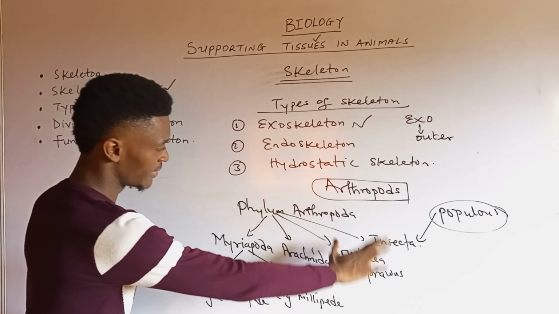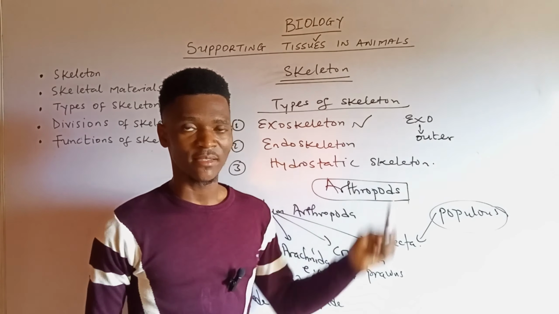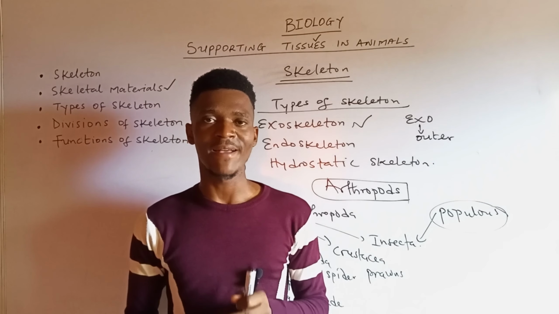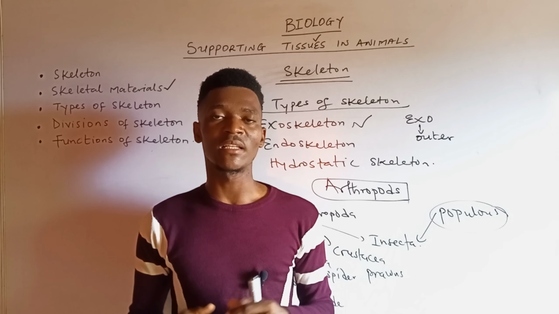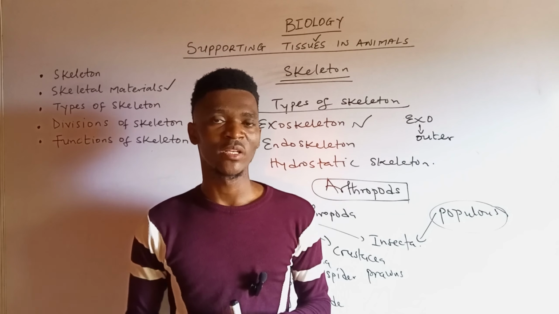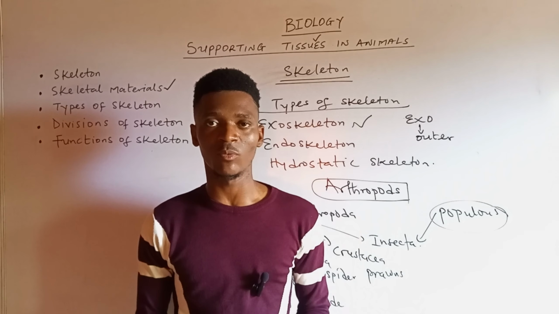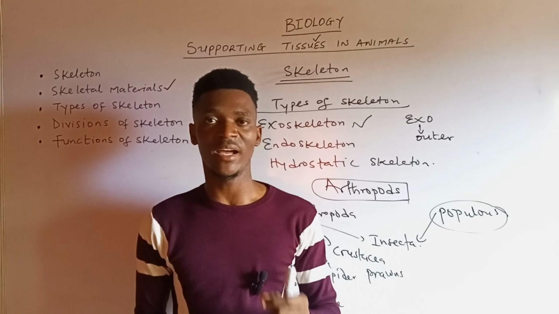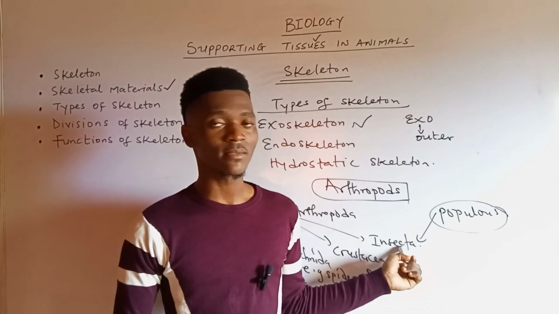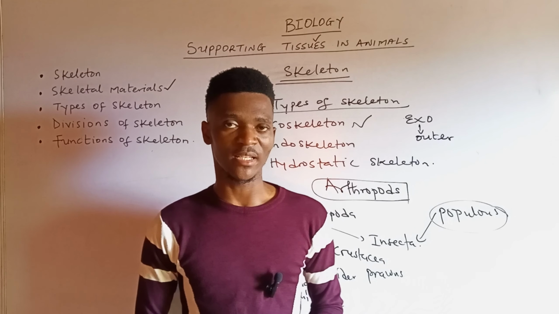So all the organisms here, they possess what? Exoskeleton. And mind you, when I was talking on the chitin as a skeletal material, I said that it is the main skeletal material in the exoskeleton of arthropods. That's even the reason why you discover that when a cockroach falls in water, its feather does not get wet. Why? Because there is the presence of chitin in its exoskeleton. Remember, cockroach is an insect and is under the phylum Arthropoda, so it's an arthropod. Do you understand the point?